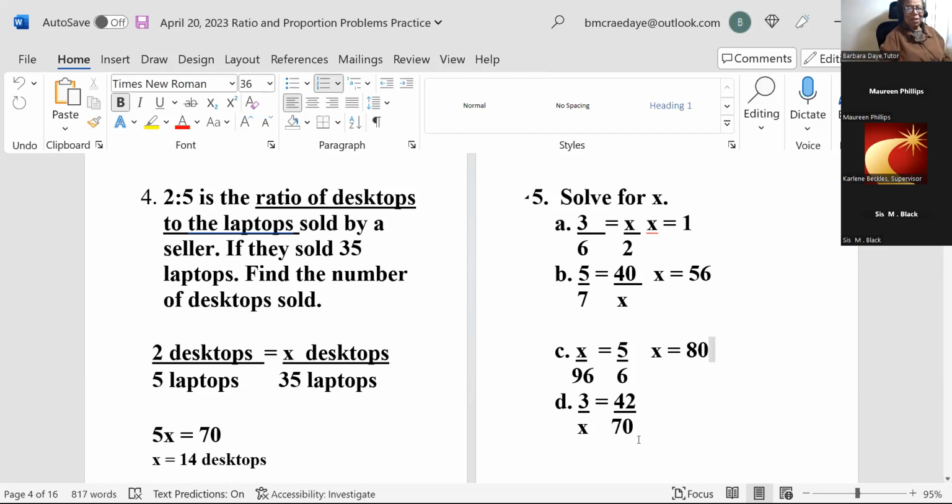Okay. Mercedes, what do you have for D? I'm just about to do it. I stopped to listen to what Maureen said. How did Maureen get 60? I figured you had it right. That's why I kept asking you. So what's the answer for D?